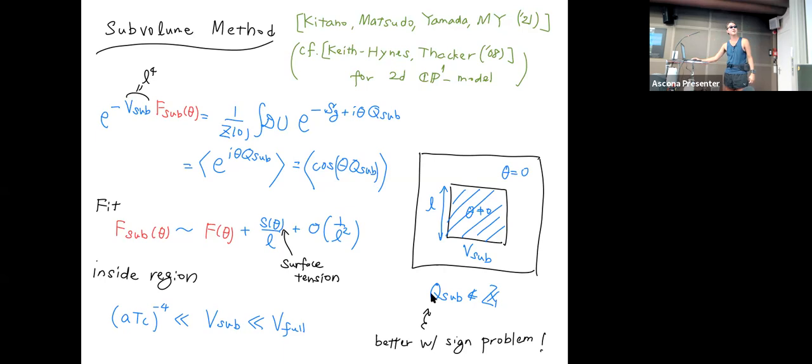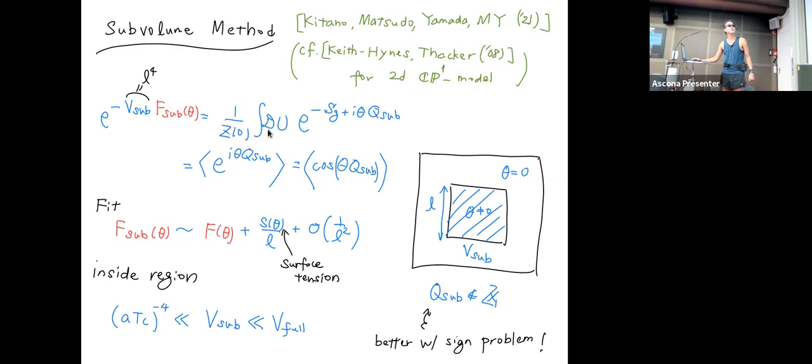And then you evaluate it. But here, we are not inserting a Wilson loop, but things filled in the middle. And okay, once you have this setup, you can define this sub-volume version of the free energy as a function of theta, which is defined as a path integral, but where Q is only the sub-volume Q.